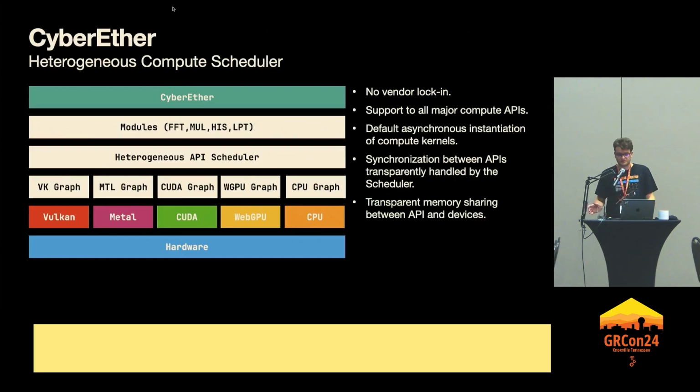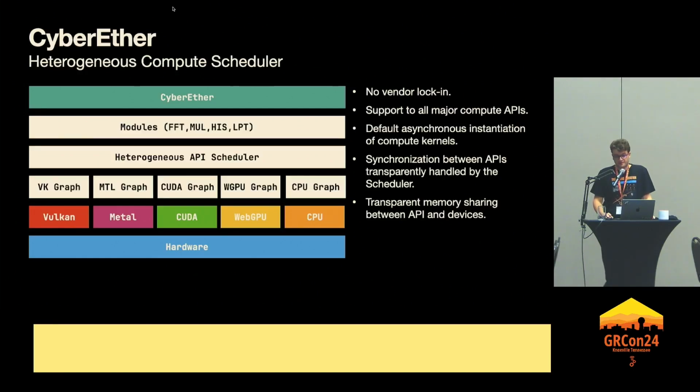So you have modules, just like last time. And then there's the heterogeneous API scheduler. So you can use Vulkan, Metal, CUDA, WebGPU, or CPU to process your data. There's no vendor lock-in. If you have a very exotic language that you implemented yourself on your very large FPGA that you bought from Microsoft for $10, you can do it fairly easily. Just create a new graph on CyberEther and implement your own language. It supports all major computational APIs. I want to add SYCL, but I don't have time.